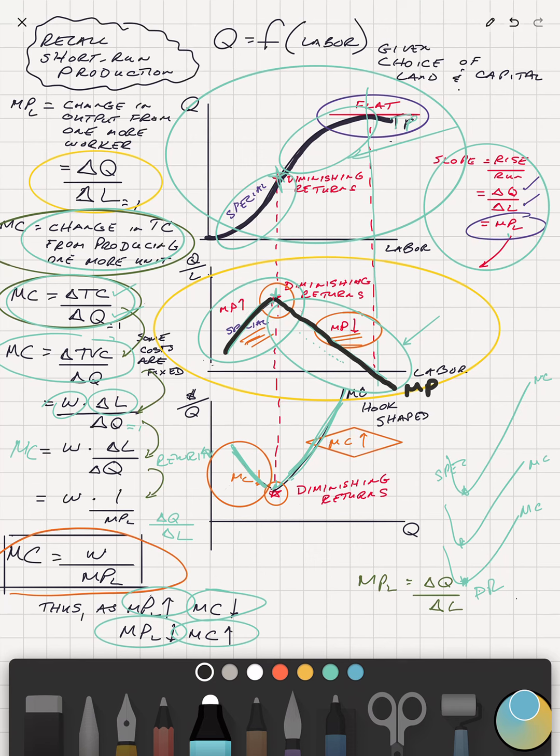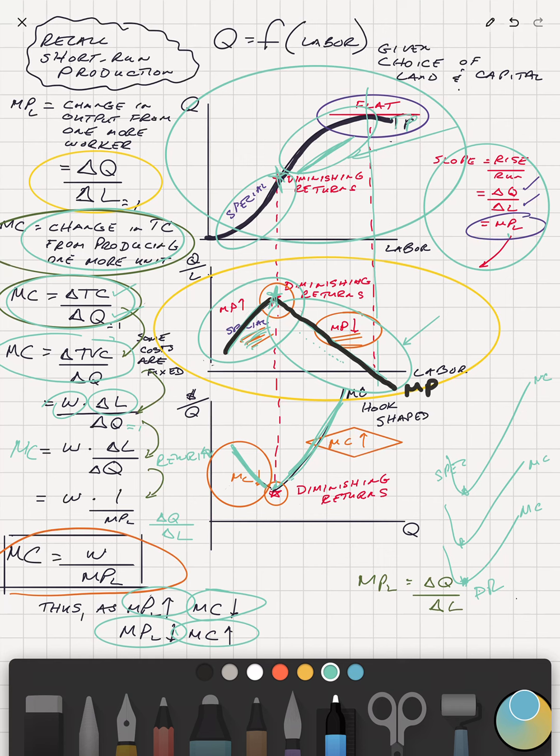Where the marginal product of labor is rising, where we have specialization of labor, that's very early on. We hit the point of diminishing returns, and then the marginal product is still positive, but it declines. You can see here this is a flattening of your production function. Why is this important? Because it'll help us understand what the marginal cost curve looks like and why.